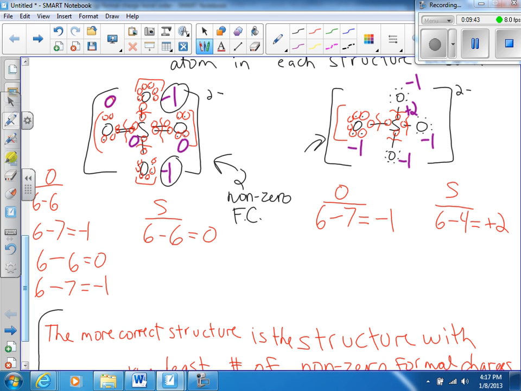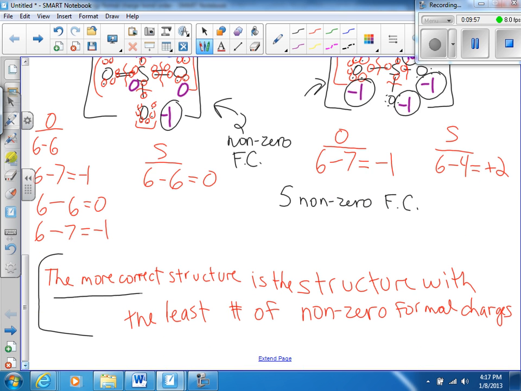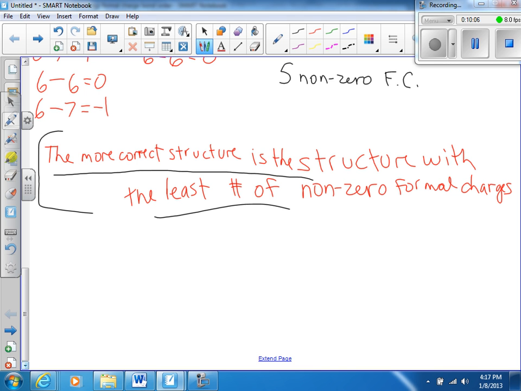And the structure on the right over here has 1, 2, 3, 4, five non-zero formal charges. And the more correct structure is the structure with the least number of non-zero formal charges. So would that be the one on the left or the right? Yes, the one on the left. This is the accepted structure for sulfate.